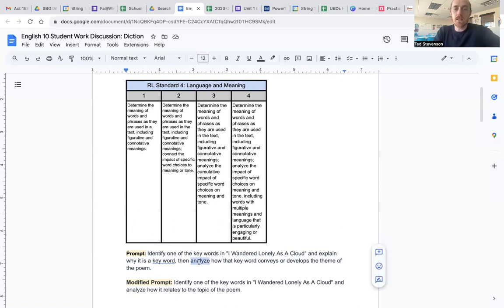Okay, the key skill here is to analyze. That's taken from the three, AKA the mastery box. The 2 is to connect words to meaning. And then the first box is really about determining important words and identifying them. The 4 adds this skill at the end where students are talking about multiple meanings of a word and then talking about how those words create beautiful or engaging passages in the work.